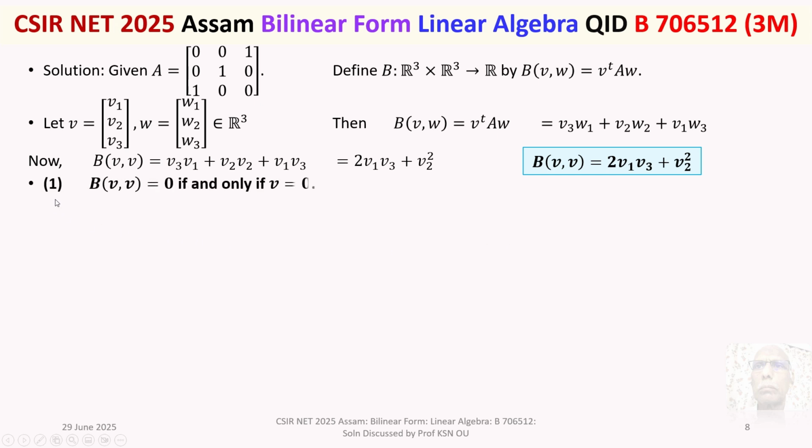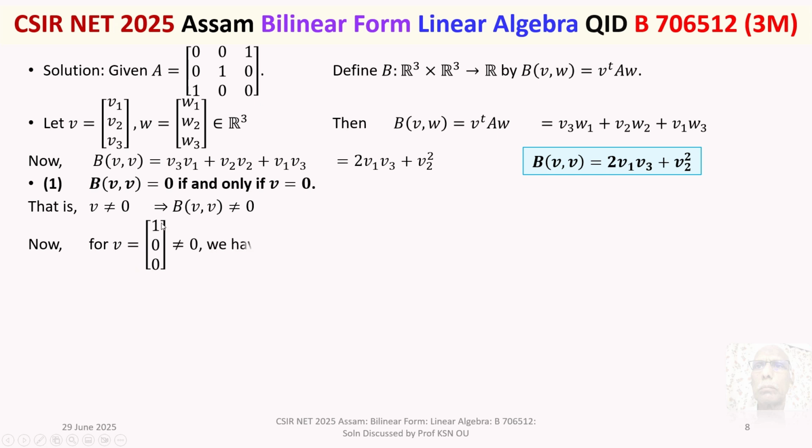Let's call on option 1. B of V comma V is 0 if and only if V is 0. Is it true? Now if you take the contrapositive of it, V not equal to 0 will imply B of V comma V not equal to 0. Right? You can prove this, or we can talk about a contrapositive.